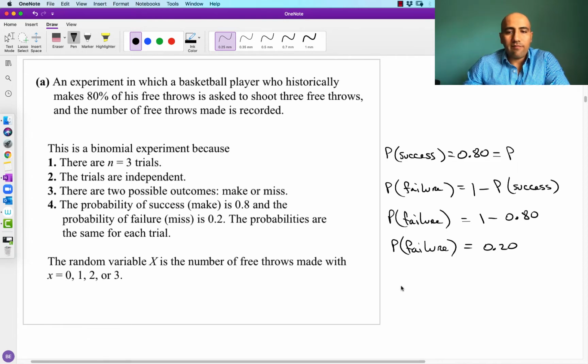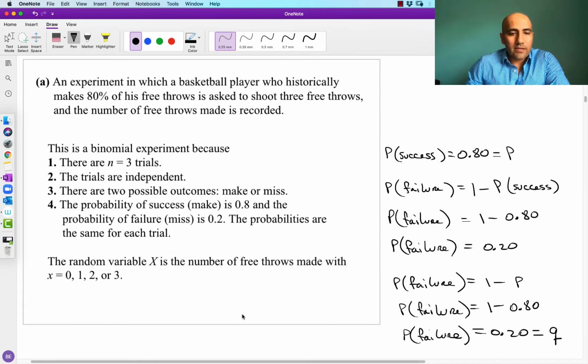And so following the formula, probability of failure is equal to 1 minus P, which is equal to 1 minus 0.80, which gives you 0.20. And coincidentally, we also call that Q. So whether you use the formula 1 minus P or you use the letter Q, either way, it refers to the probability of failure.